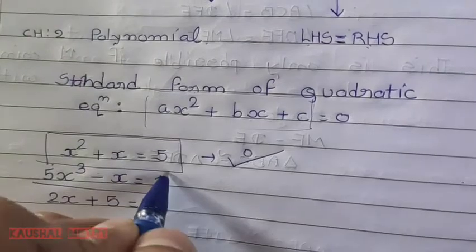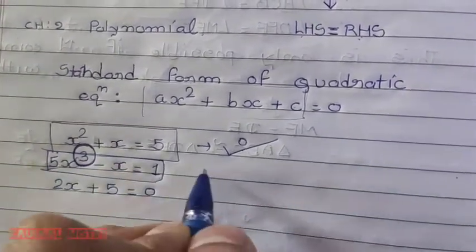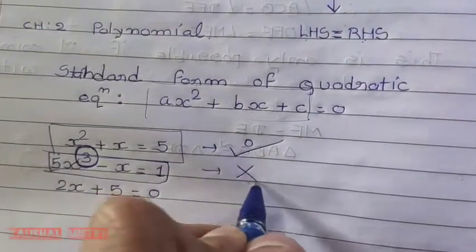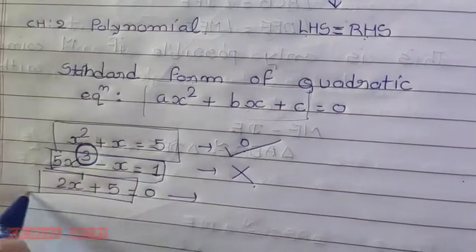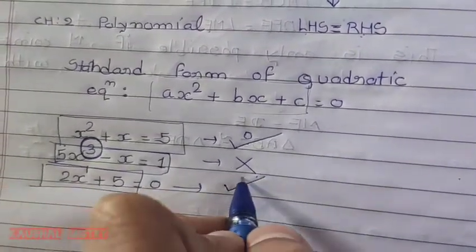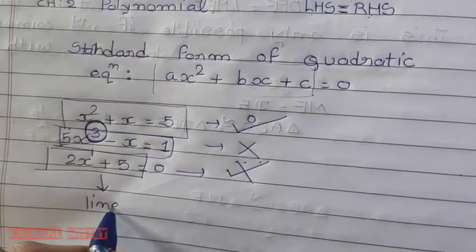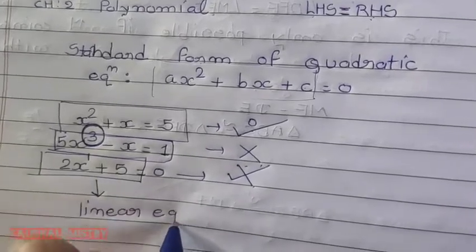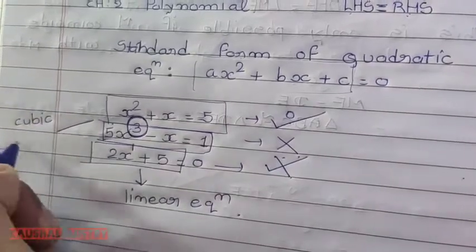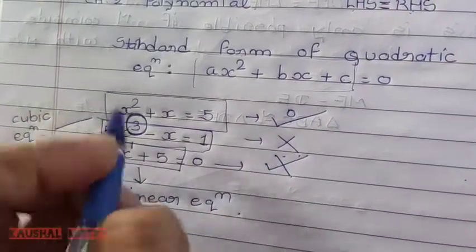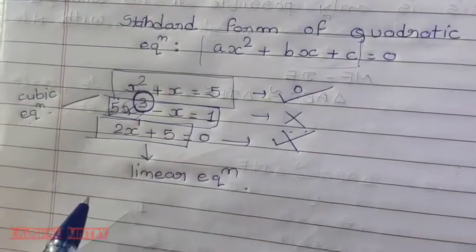Here we can see that the degree of this equation is 3 because the maximum power of x is 3. So that is not a quadratic equation. Here the maximum power of x is 1. So the given equation is not a quadratic equation, right? It is called a linear equation in variable x, and this is called a cubic equation in variable x, right? If we take y as a variable, then it is a cubic equation in variable y, right?